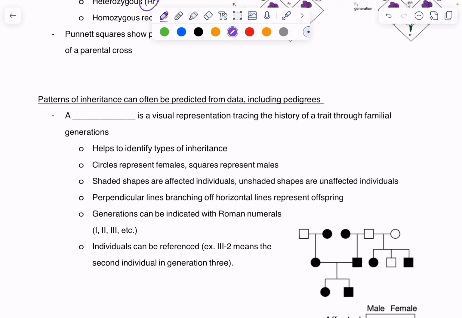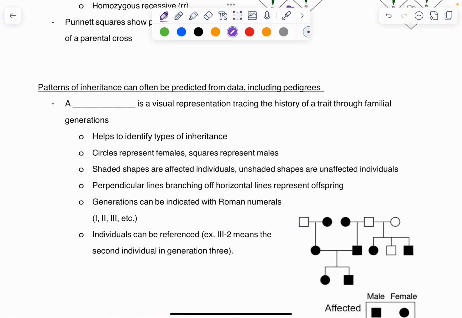And so we can take this information and do Punnett squares, but we can also do this for family history. This is how we can group family history, and we can predict or determine possible inheritance of traits and genes. This can become important when we look at diseases or recessive disorders, and we can determine what's the likelihood that an offspring inherits this disorder. And so a pedigree is the visual representation tracing the history of a trait through familial generations.